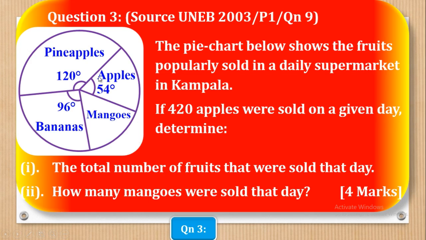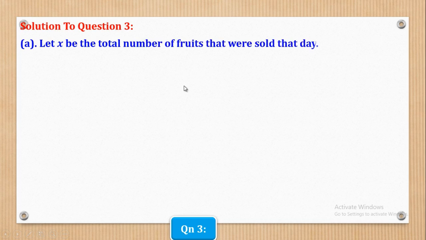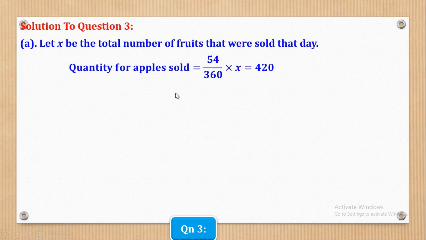So when you look at it, apple corresponds to an angle of 54 degrees. So 54 degrees corresponds to 420. What we shall do, we shall say that let X be the total number of fruits that were sold that day. Therefore the quantity for apples sold will be 54 degrees over 360 multiplied by the total, which is X, to give you the 420 apples which were sold that day.